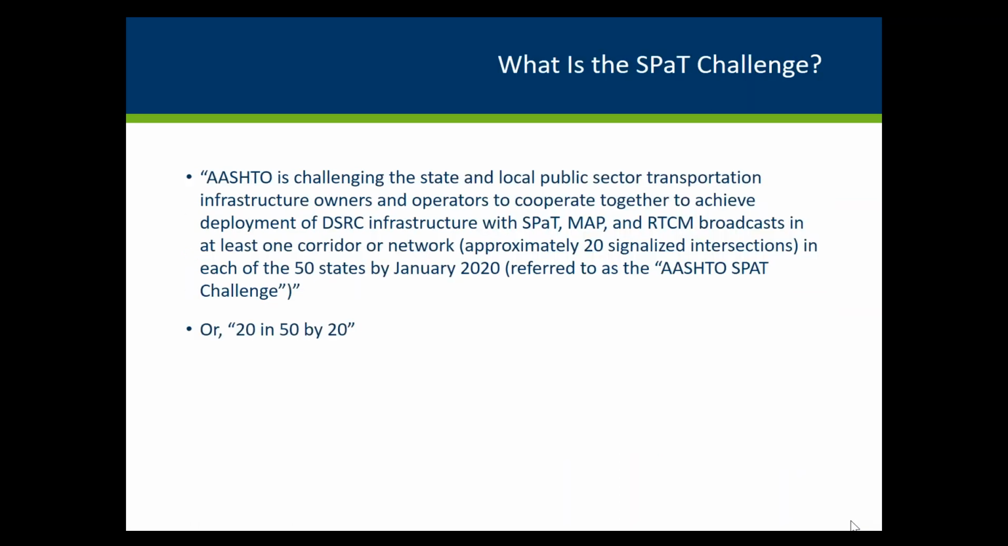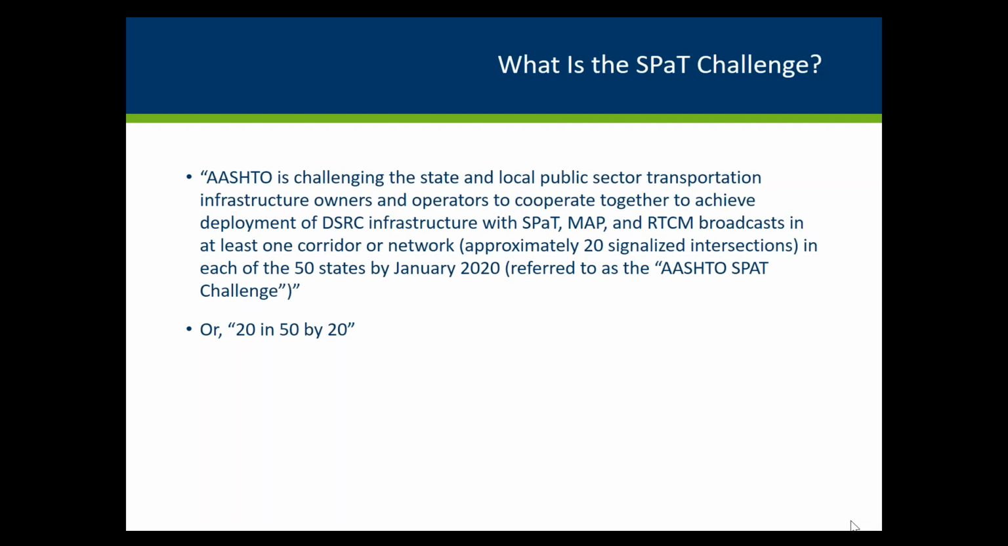So what is the SPAT challenge? This is a fairly wordy thing that's taken right out of an AASHTO resolution that declared the SPAT challenge. So I think it must have been worded by committee or someone getting paid by the word. But I will read it.